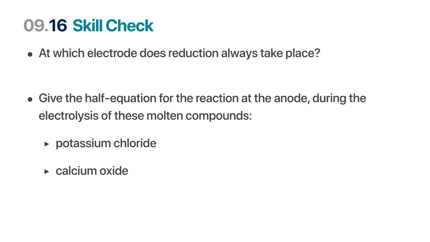At which electrode does reduction always take place? Well, reduction is the gain of electrons. What electrode will give electrons? The cathode, because the cathode has a negative charge. So no matter what happens, reduction should take place at the cathode. The cathode will always have reduction, and the anode will always have oxidation take place on it. Reduction only happens there.